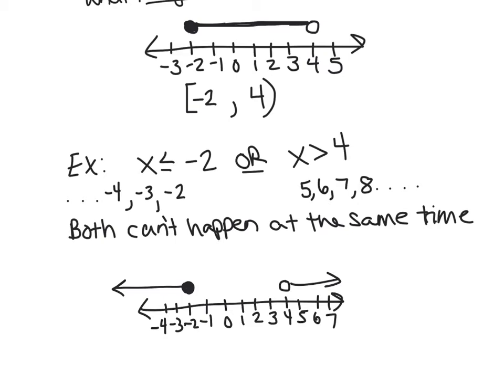So notice here that our number line, they kind of point in opposite directions. That's how you know it's an "or," and how you know that both things can't happen at once.